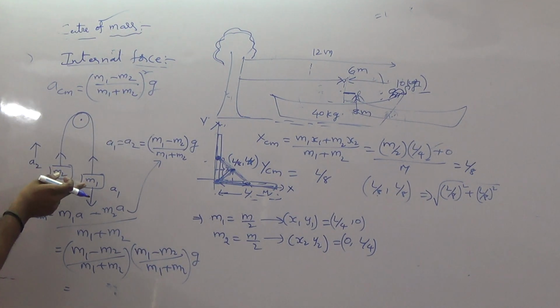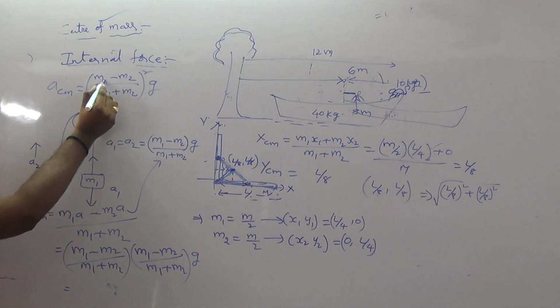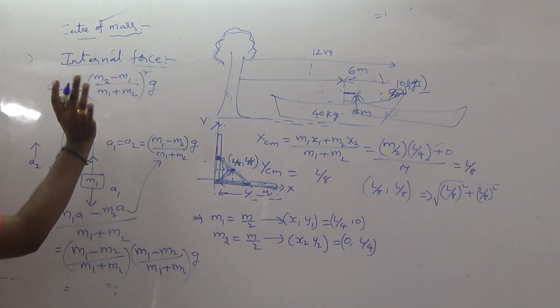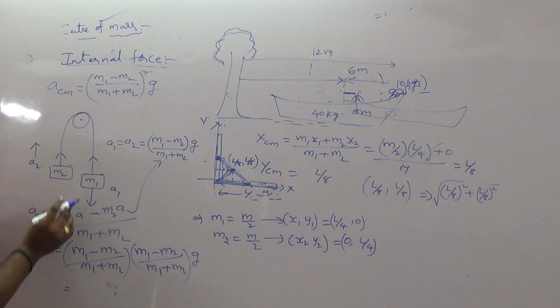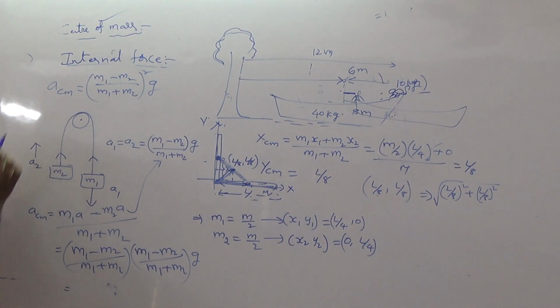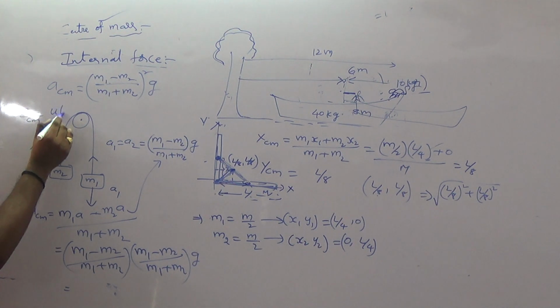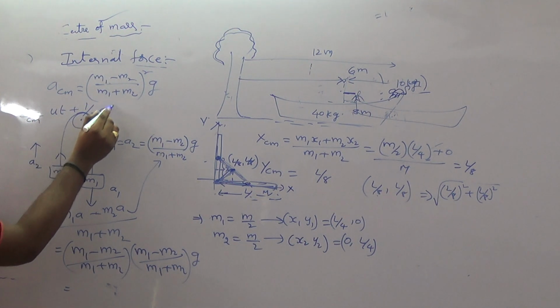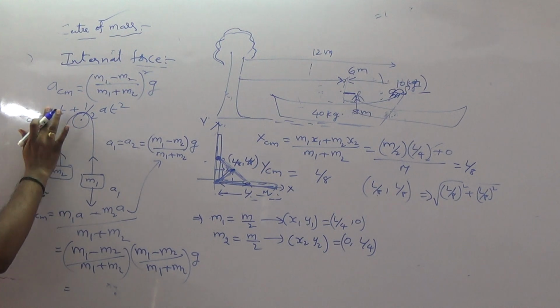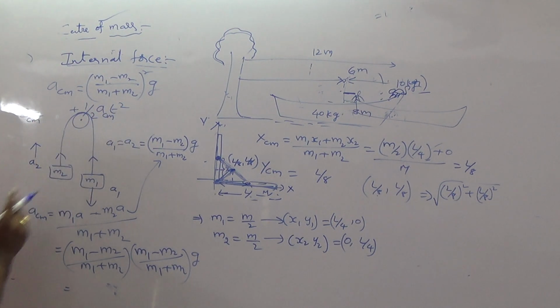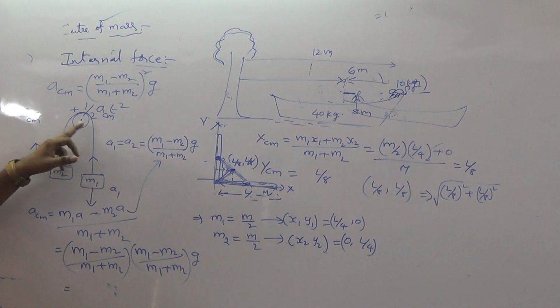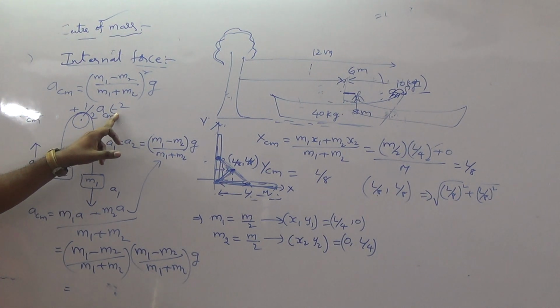If m2 is greater than m1, no problem: then put m2 minus m1. If m1 is greater than m2, m1 minus m2. What is the displacement covered by the center of mass in time t seconds? Using the formula s equals ut plus half at square. Initially the center of mass is at rest, so u becomes 0. So s equals half at square, where a is acm. That is the displacement covered by the center of mass of this system in time t seconds.